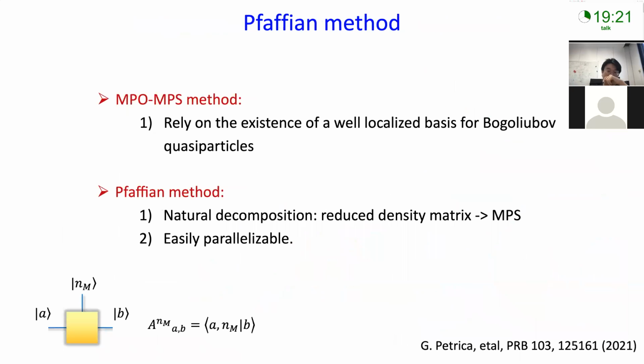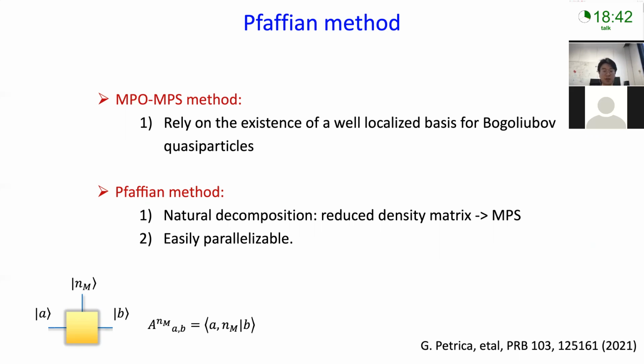Okay, so while the efficiency of the MPO-MPS method highly relies on the choice of basis, it is not very easy to find a well-localized orbital basis in 2D and higher dimensions. So sometimes the MPO-MPS method does not work very well for preparing a BCS-type wave function. So here we would like to introduce an alternative approach, namely a Fermionic Gaussian method, which is inspired by a paper from Gavin Chen's group. The idea is that the BCS-type state is a Gaussian state whose reduced density matrix can be exactly computed by using a correlation matrix trick.